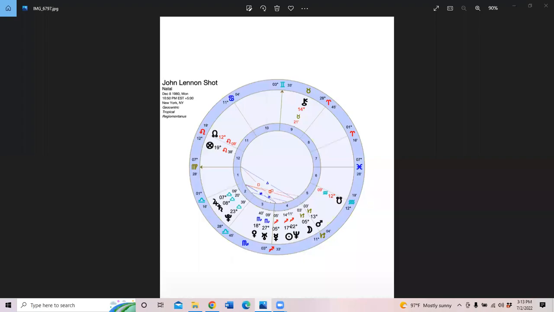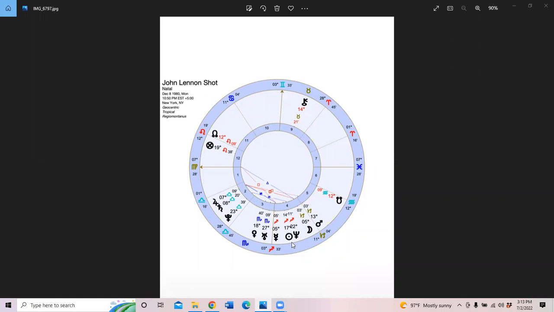Should we pull the charts for John Lennon? Let's do it. Yeah, I thought this was a great example just because most of us know who John Lennon is. We know the story, we know the outcome, so we can see how the chart displays this kind of information. Yes. Let me pull it. Okay, there we go.